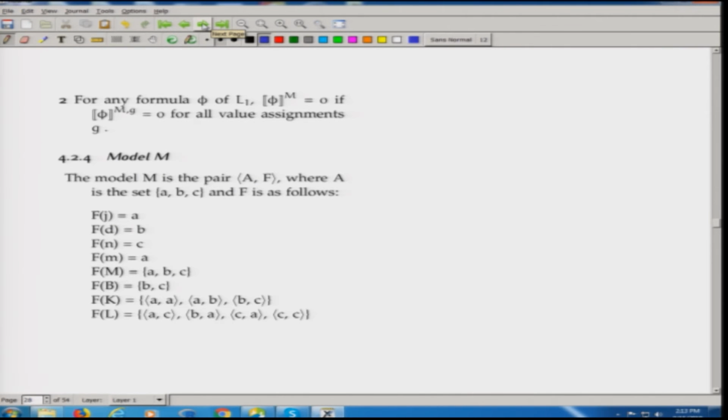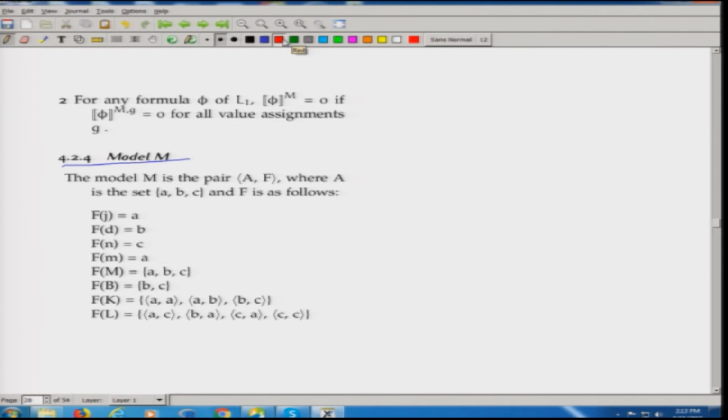We need to understand the model we are working on, because all the truths or falsities depend on that model. Here is a description of the model. Now, you remember that the model consists of two things. The model has two functions.